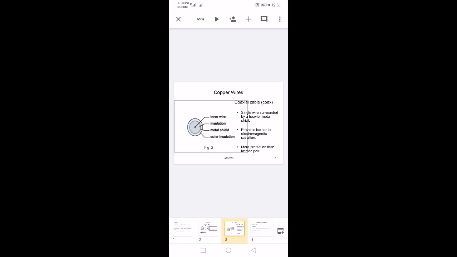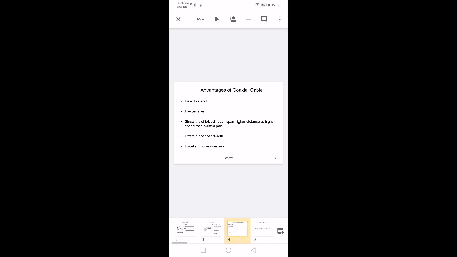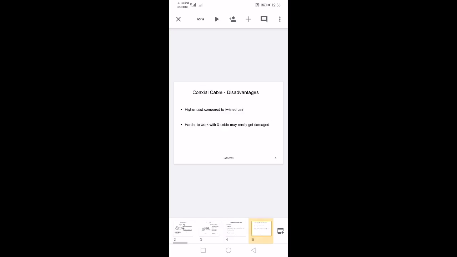So it is a single wire surrounded by a heavier metal shield. It has the advantage of being easy to install and inexpensive. Since it is shielded, it can span high distances at high speed compared to twisted pair, and it offers high bandwidth and excellent noise immunity compared to twisted pair lines. The main disadvantage is higher cost compared to twisted pair, it is harder to work with, and the cable may get easily damaged.